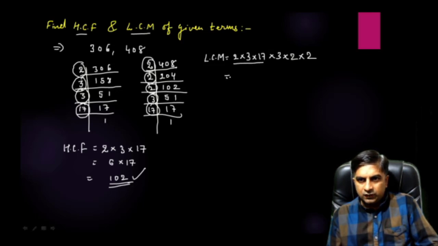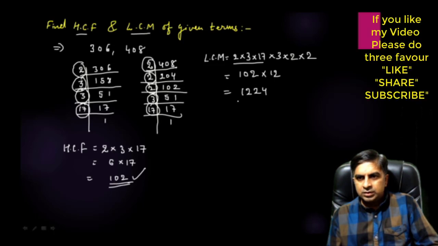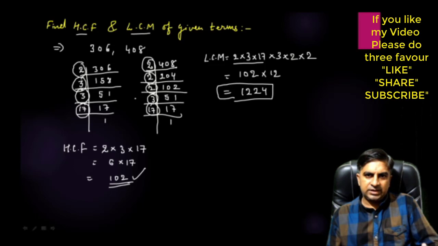Actually here we know the multiplication of these three is 102, and the multiplication of these two 2s is 4, 3 4s are 12. Now we need to multiply this. 12 2s are 24 and 12 1s are 12. So this is the answer, guys. This is your LCM. So this way you can easily find out HCF or LCM, guys.